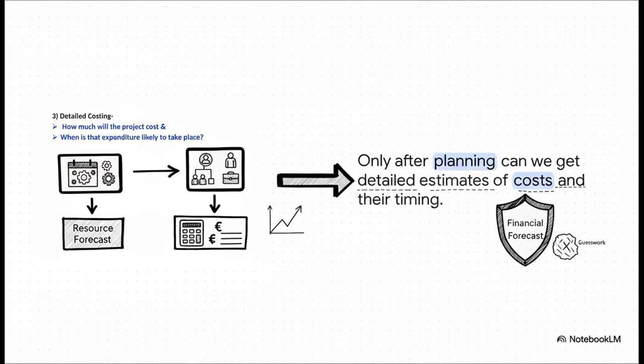And here's something that's so important to get. You cannot get an accurate cost estimate for the garden until you've planned out your activities and figured out your resources. Any number you come up with before that, it's just a guess, a shot in the dark. The plan is what turns that pure guesswork into a financial forecast you can actually rely on.